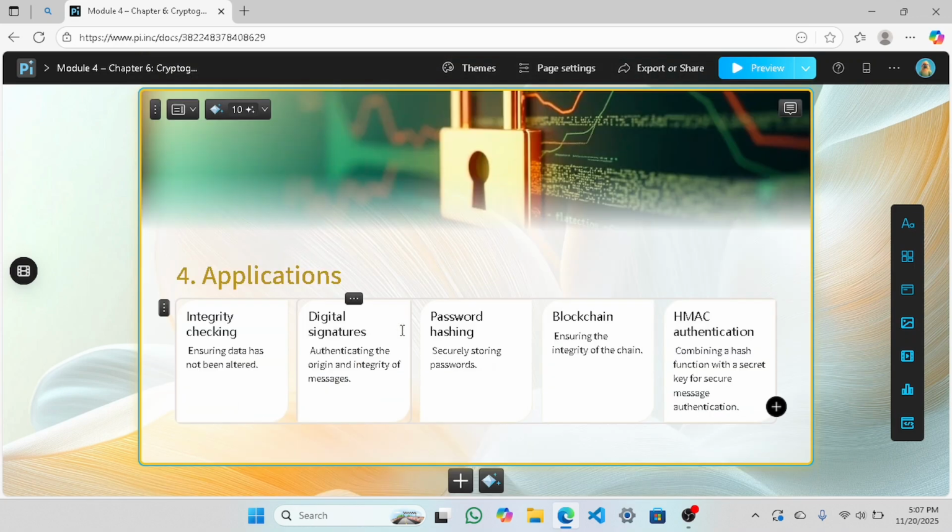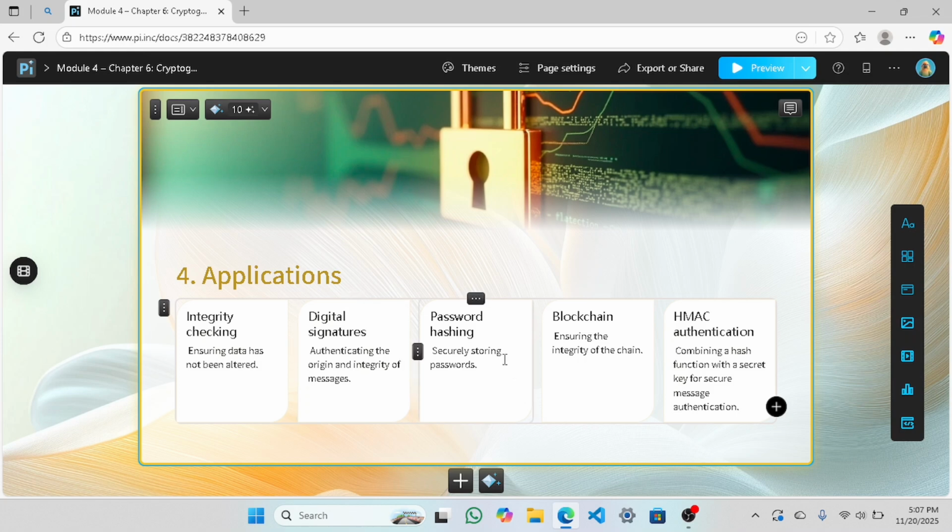Now, what are the applications? The first main application is data integrity checking. Hashes detect changes in files. For example, software websites display SHA-256 checksums. Then digital signatures. I have made a separate video on digital signatures. If you didn't watch that, please go and check that video. What are digital signatures? Instead of signing the entire data, sign its hash.